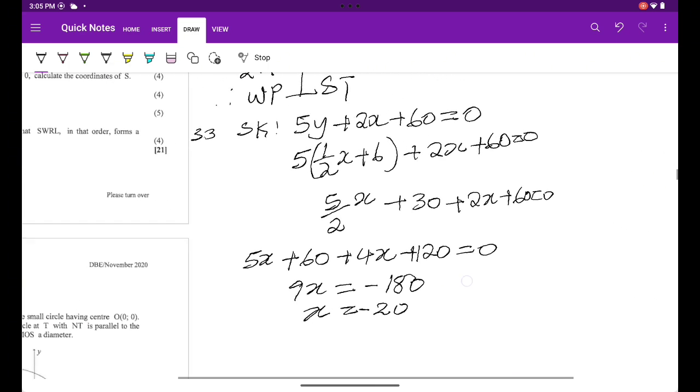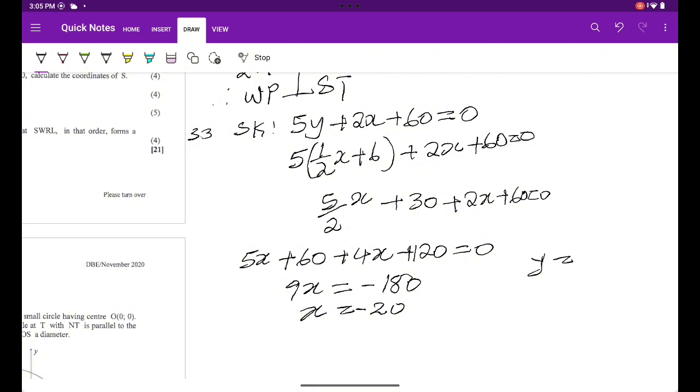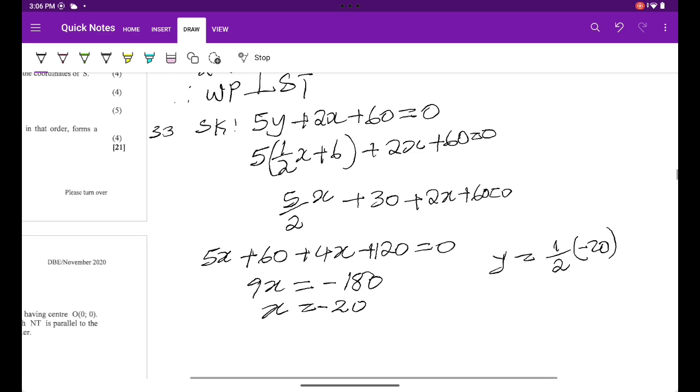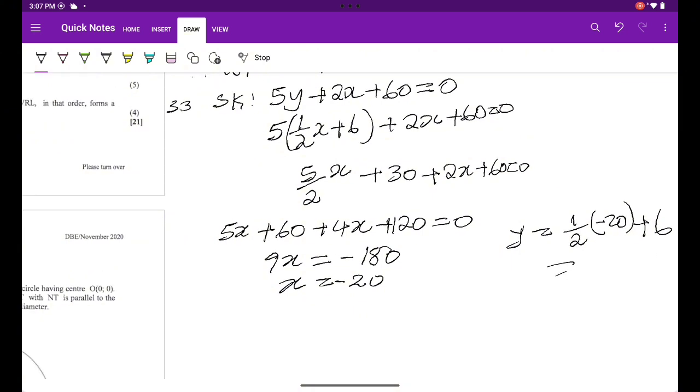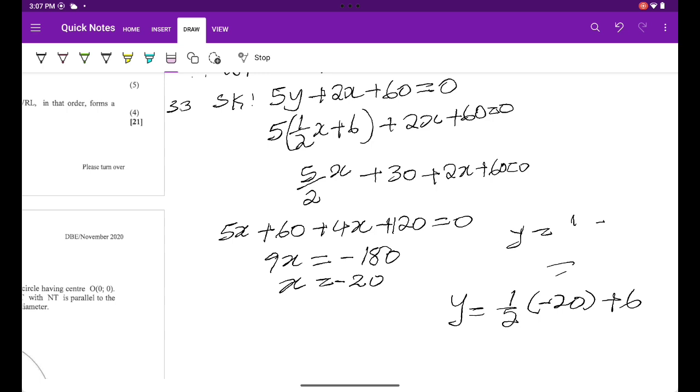So y, it's 1 over 2x, which is negative 20, then plus 6. Right, so let's just substitute on the equation. We're saying y is half into negative 20 plus 6. So let's just punch our calculator there. Half of negative 20 is a negative 10. Negative 10 plus 6, it's actually a negative 4.